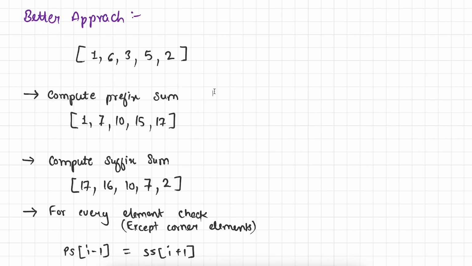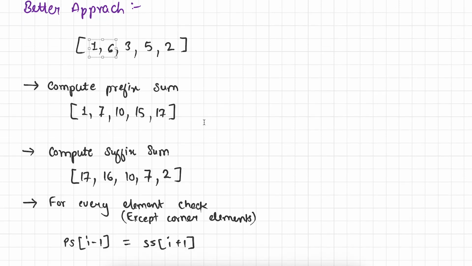And if you remember from the prefix sum video, we compute prefix sum to find the sum up to a particular element. For example, if you consider 1, then there are no elements to the left of 1, so the prefix sum is 1. Then if we consider 6, there are 2 elements, 1 and 6. So up to 6, the sum of elements is 1 plus 6, that is 7. So this is how we compute prefix sum, and we know how to compute it.